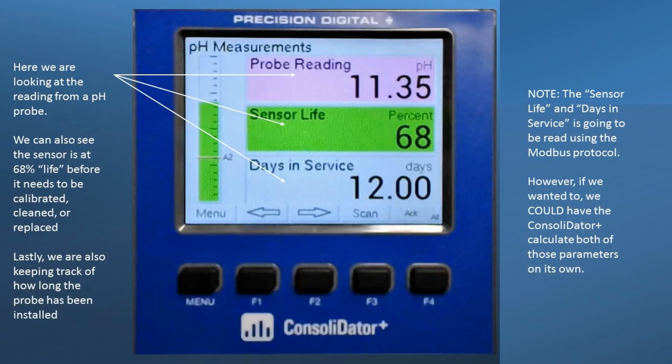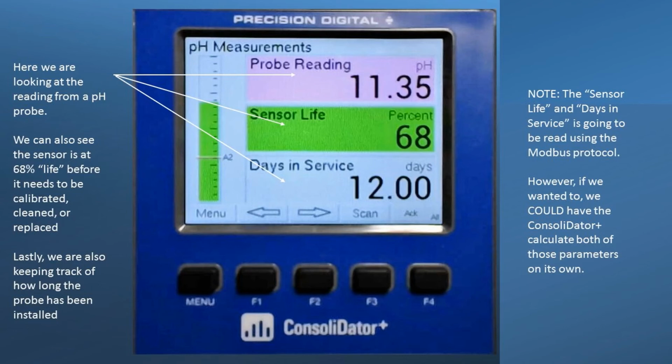It takes a little bit of clever programming, but we can do it. And so the reason why I wanted to show you this screen is simply because it's a way for you to make sure that your customers are calibrating the probes. If you're selling pH probes and you want to make sure they're calibrating or buying new ones, this unit is great for that because it lets the customer know when it's time to call you.